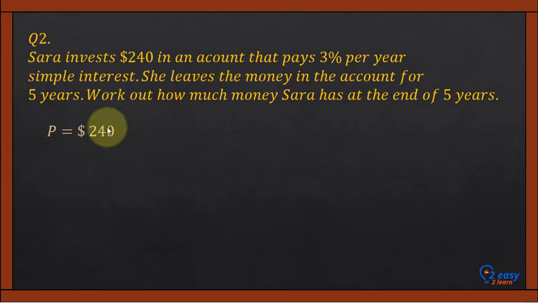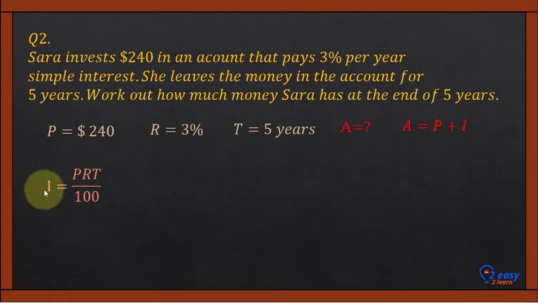So P is equal to 240, which is the principal amount, the actual amount. R is 3% as it is given in the question. T is 5 years. It is mentioned in the question the amount is deposited for 5 years. And we have to calculate A. A is the total amount, and A is equal to P plus I. That means we have to add these two amounts to calculate A. The principal amount P is given, 240. So we have to calculate I, which is called interest.